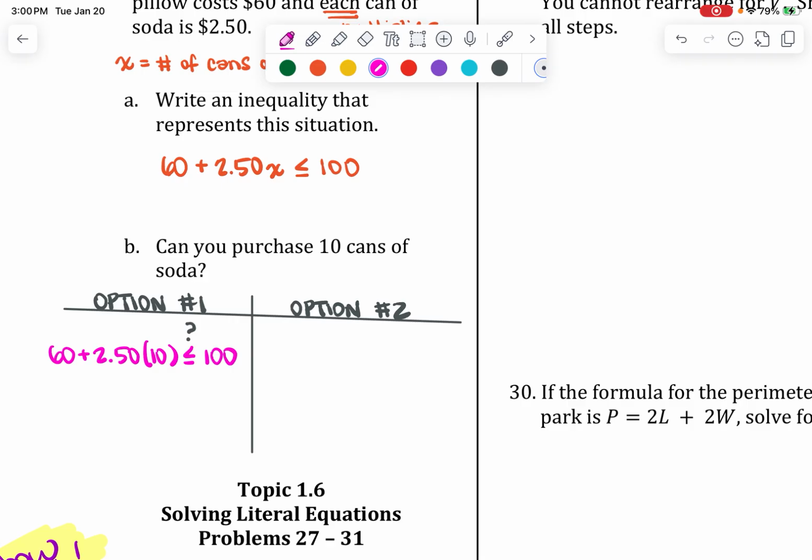So this is the plug it in method, to see if it works. Well, let's see. That's going to give me 60 plus 25, which is $85. Is $85 less than or equal to 100? Yes. To me, this is the option I would always pick. If somebody asks me, is this a possible answer? I'm going to plug it in and see if it works.